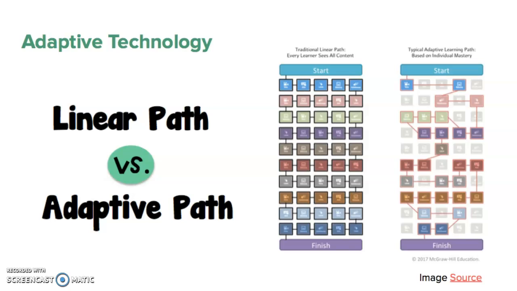In a linear path, all learners view and complete the same content, no matter their instructional level or ability. However, in an adaptive path, content and material is individualized to meet the needs of each learner.